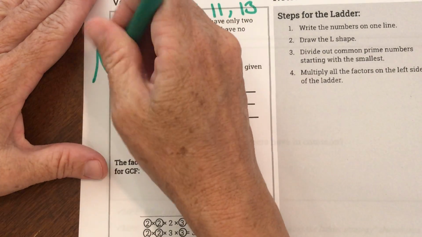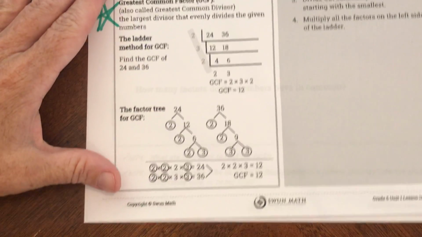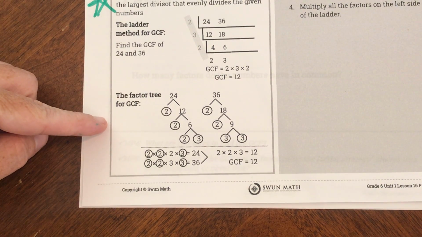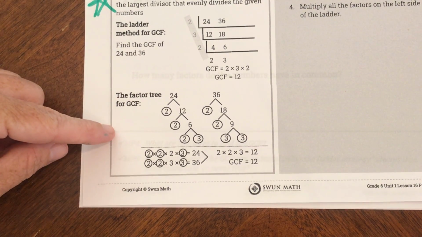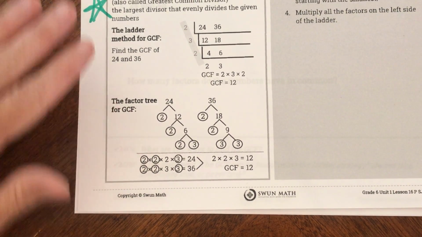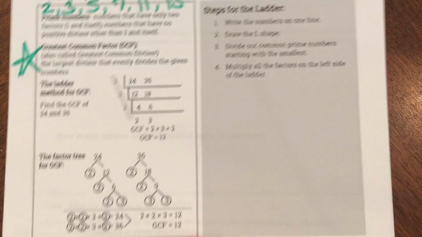Our next vocab word is the most important thing since this is what we're finding. It's our greatest common factor, also known as our GCF. And it's the largest divisor that evenly divides into given numbers. So sometimes I think of factors as fitting in. And then they give us 2 methods. They give us the ladder method and the factor tree method, which I'm not going to be using. You are welcome to use this if this method works well for you. I'm going to be using the ladder method, and then I'm also going to be showing you another method.